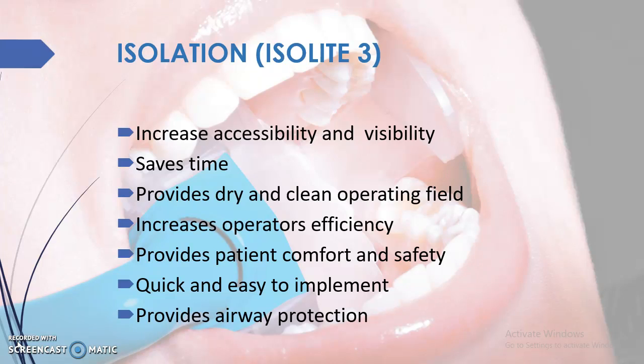The first thing that we should start after giving infiltration anesthesia is isolation. Isolation is very important because it increases the accessibility and visibility of the tooth. It saves time and provides a clean, dry operating field so that the doctor can work on it. It increases the operator's efficiency and provides patient comfort and safety, is quick and easy to implement, and provides airway protection.